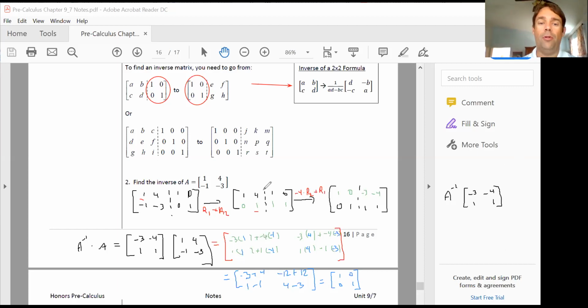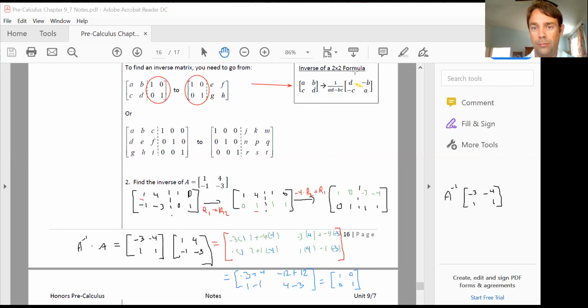But something kind of cool that comes up is this idea. There's a shortcut for doing 2 by 2s. Although that was a pretty short row reduction there. They're not usually that short. And it's basically just knowing a little formula based upon where our letters are. Notice the D and the A.